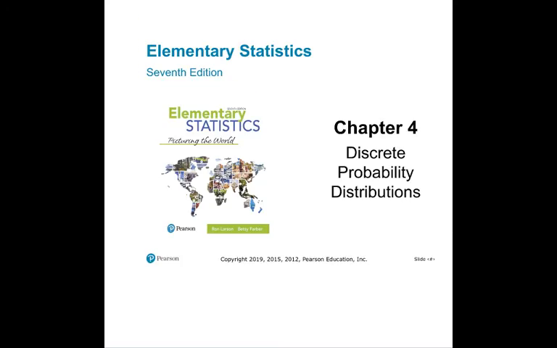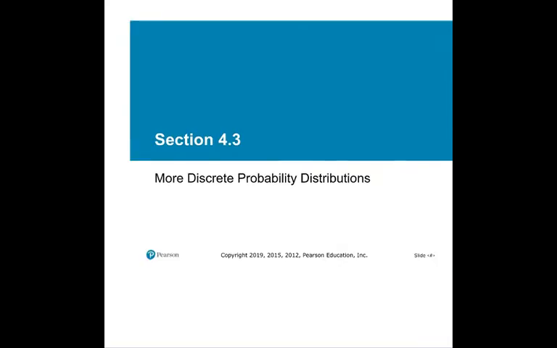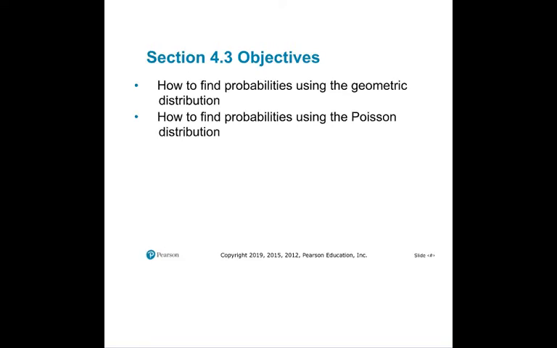So we want to go ahead and close out chapter 4, discrete probability, with more discrete probability distributions of section 4.3. Some objectives for this section are how to find probabilities using the geometric distribution and how to find probabilities using the Poisson distribution.